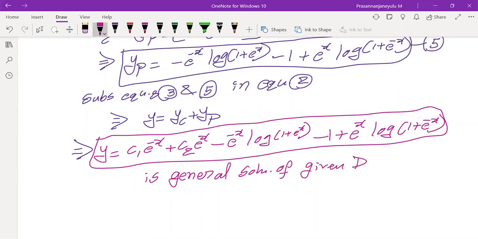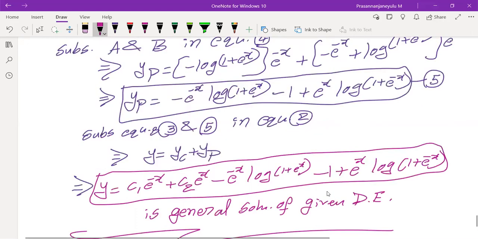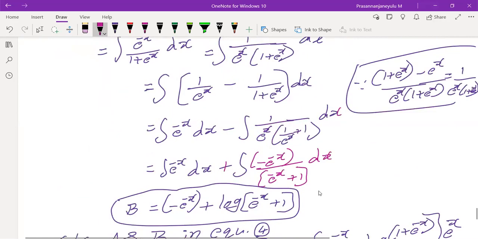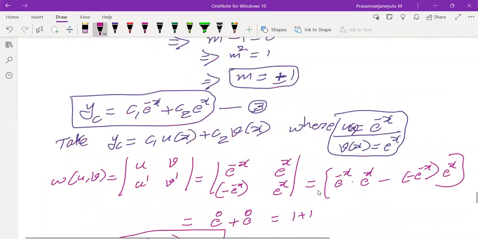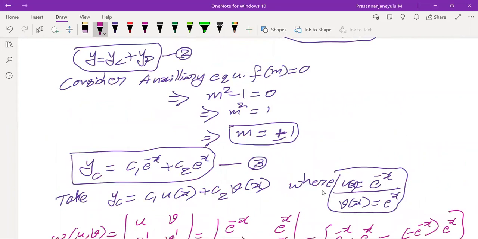So this is the process of finding the solution of the given differential equation by using the method of variation of parameters. Now I'm going to tell you an important point. Sir, here you are taking m equals minus 1 and plus 1. Here, what are the m values we got? Minus 1 and plus 1.